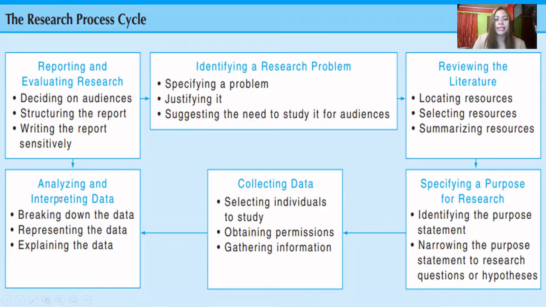From analyzing and interpreting data, you also have to report and evaluate the research, or you have to have someone evaluate your research. You have to decide your audience, structure the report, and write the report sensitively. In order for you to really analyze the direction of your research, you always go back to your research problem in order for you to see whether you have met the objectives that you have set in writing the study. So to further understand this research process cycle, let us go through it individually.